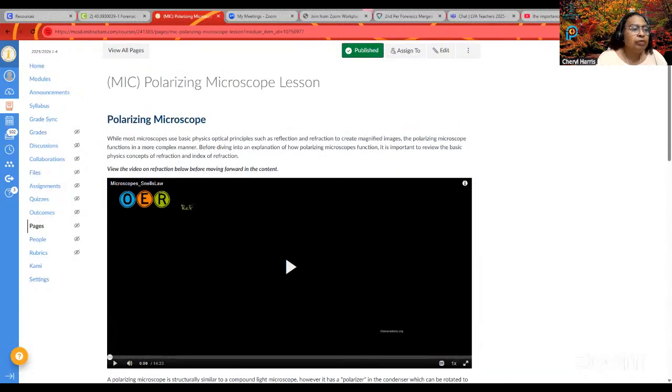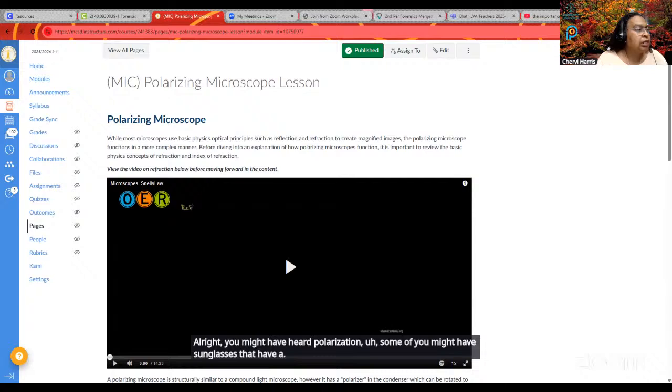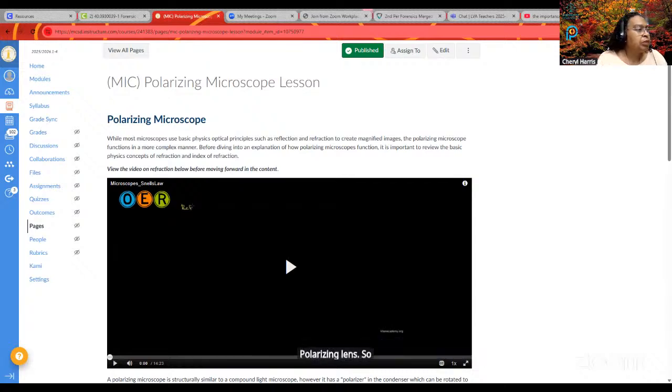All right, you might have heard polarization. Some of you might have sunglasses that have a polarizing lens. So this kind of explains what polarizing does as far as light being able to pass through.